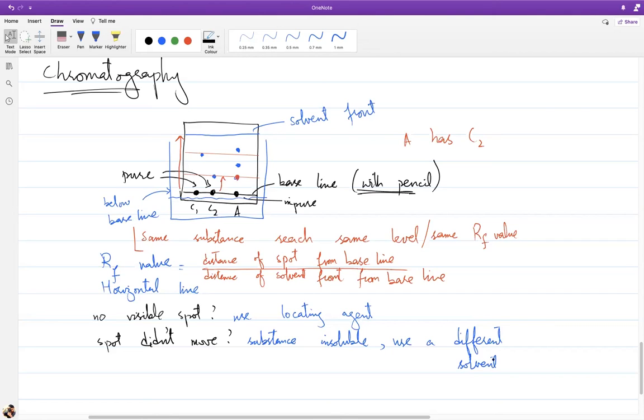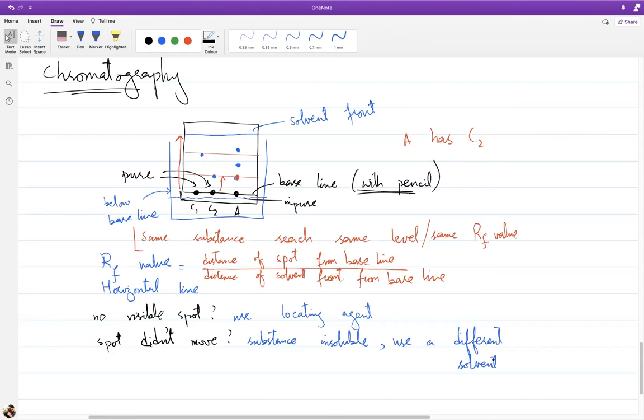Okay. So two situations where the examiner tries to trap you. One is they say there is no visible spot, and one is they say the spot didn't move at all. If there is no visible spot, we can simply resolve that using a locating agent. And if the spot didn't move, then that means the substance is insoluble. We will need to use a different solvent. Yes, then we can just write locating agent.